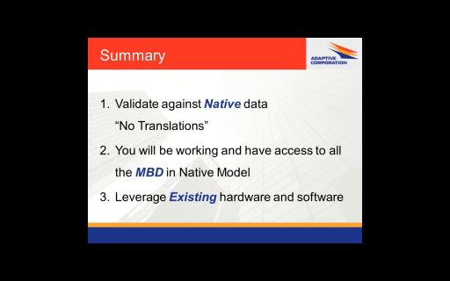So in summary, if you remember at the beginning, we talked about 3 takeaways. So just wanted to highlight these, and then we'll move on to Q&A here quickly. So validating against native CATIA V5 data. The number one benefit that we illustrated here, hopefully, and you feel good about what you saw, is that there are no translations. We're working in native CATIA. You'll be working and have access to all the MBD data in the native model. You saw that during Larry's demonstration.